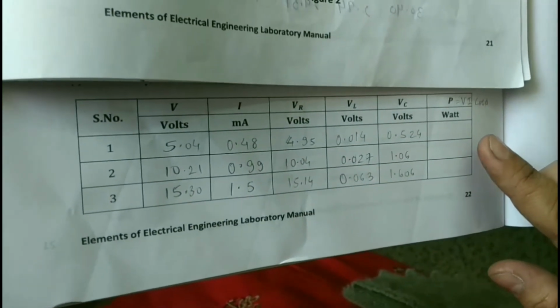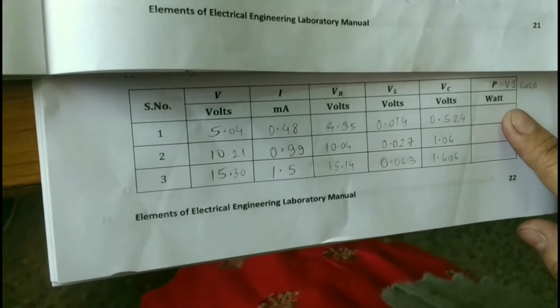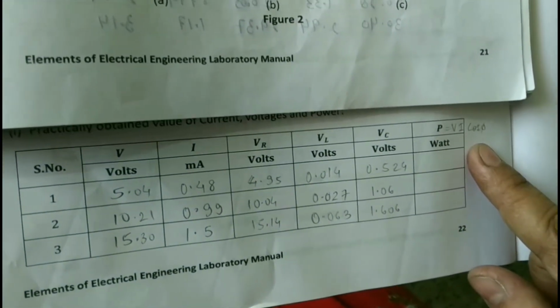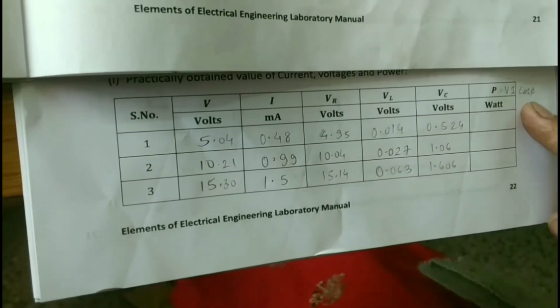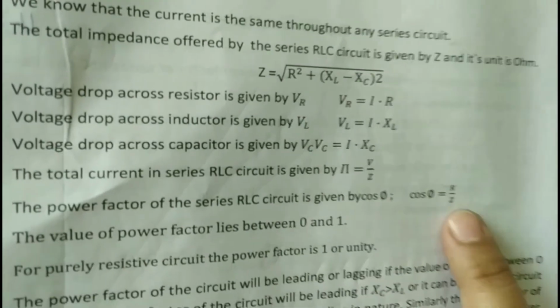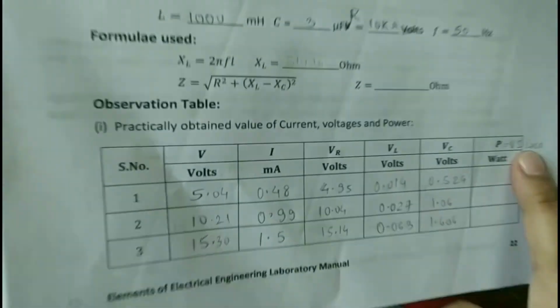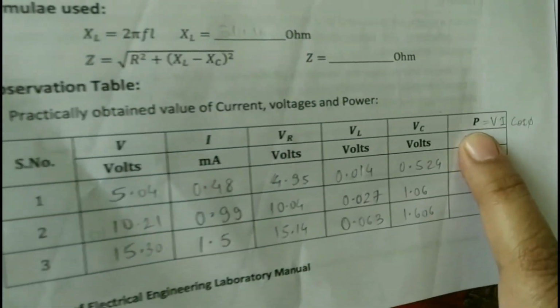Also, we can calculate power from P equals VI cos phi. For calculating this power, first we have to calculate the power factor, that is cos phi. You can calculate it from cos phi equal to R by Z. We have the R and Z values. From here, multiply the applied voltage and supply current with the power factor, and you will get the total power.